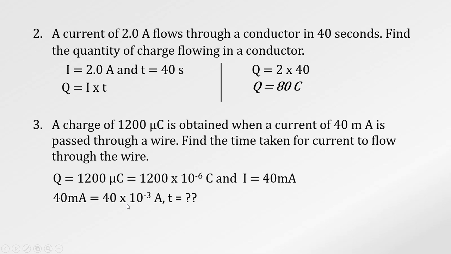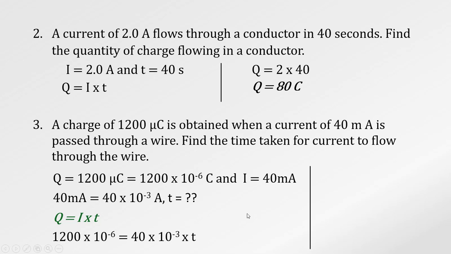So these have to be converted to the standard units, which are ampere and coulomb. So when we now quote our formula, Q is equal to I times T, and then we substitute. This is the value of the charge, and this is the value of the time. If we make T the subject of the formula, we shall have 1200 times 10 power negative 6 over 40 times 10 power negative 3, and then the final answer will be 0.03 seconds.